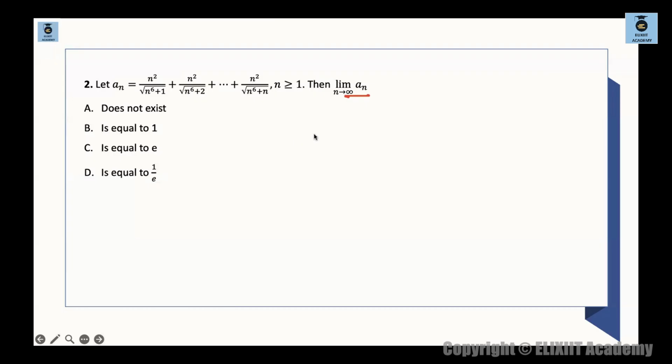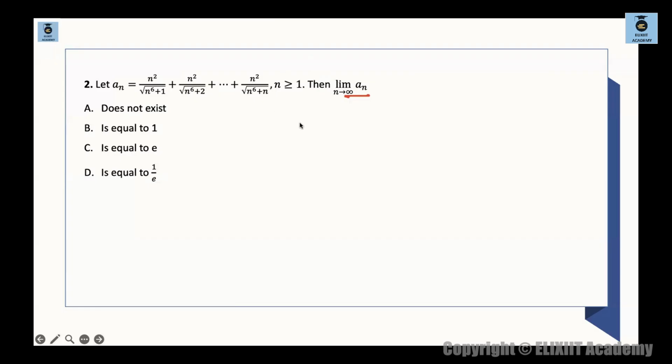So basically what you need to do is establish this inequality over here. How do you establish this inequality? Look at this thing very carefully, how you are supposed to establish this inequality. So you're having n square divided by square root of n to the power of 6 plus 1, then square root of n raised to the power of 6 plus 2, and so on, this continues. Okay?